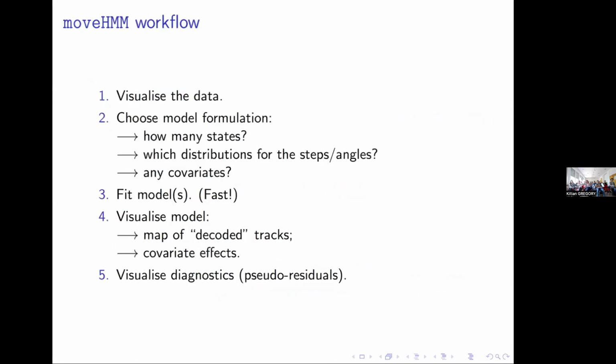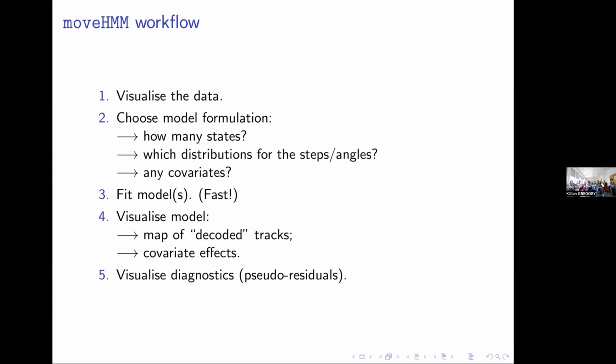A little bit on the workflow of the package. It has functions for visualizing your data, and then a very flexible structure for specifying the type of model you want to fit. You can specify the number of states that you want, you can have different distributions for the steps and the turns, and you can include covariates in your state transition probabilities. It then fits the models relatively quickly. It uses numerical maximization of the likelihood, but it's all coded in C++, so it's fairly fast.